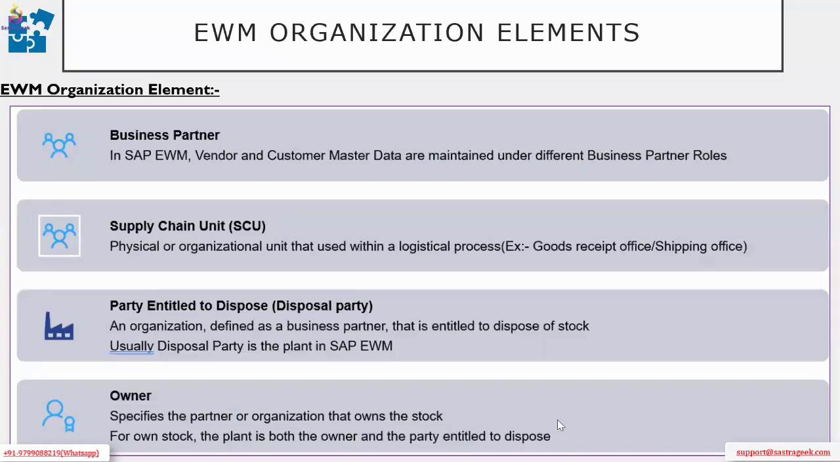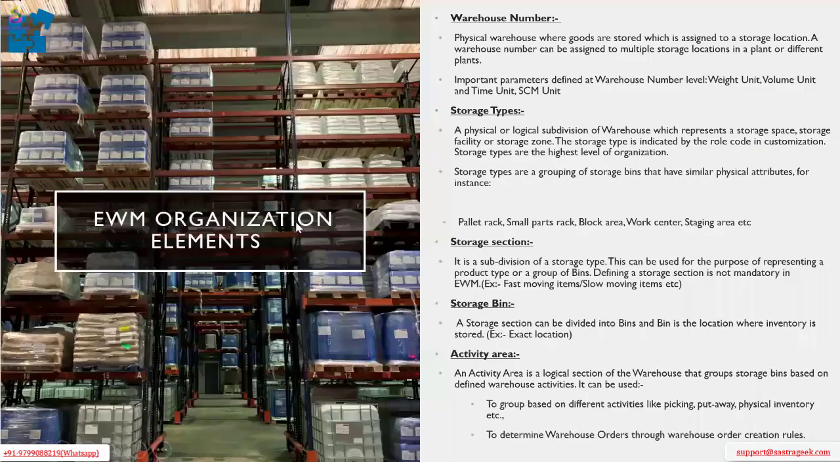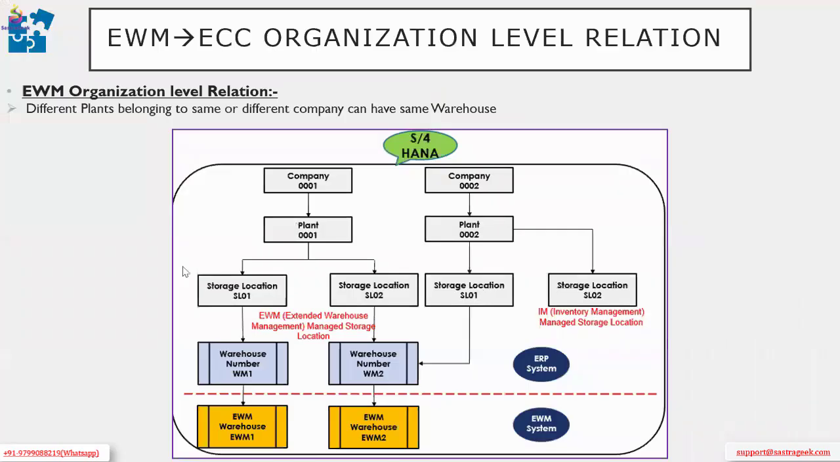Now when we are talking about some specific organizational elements, we basically talk about something like a master data or a supply chain unit or a party entitled to dispose or maybe an owner. These are something which are related to the EWM system. However, this is the case because we are talking about an S4 embedded one.